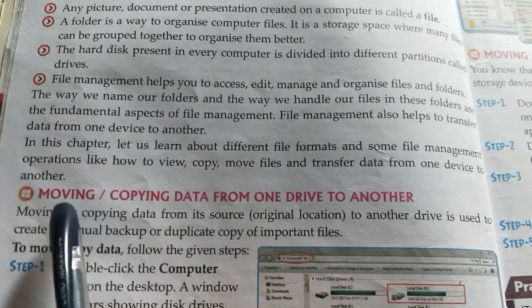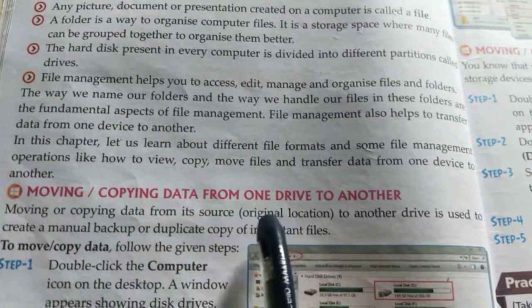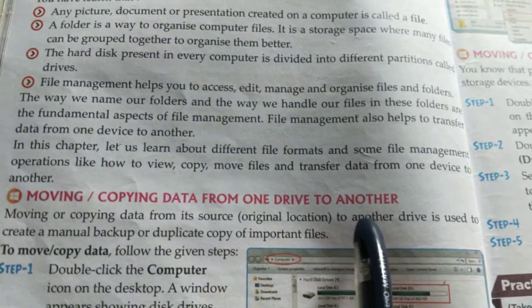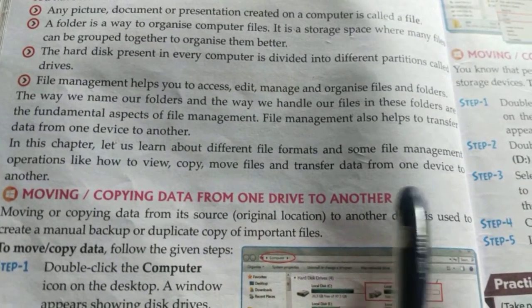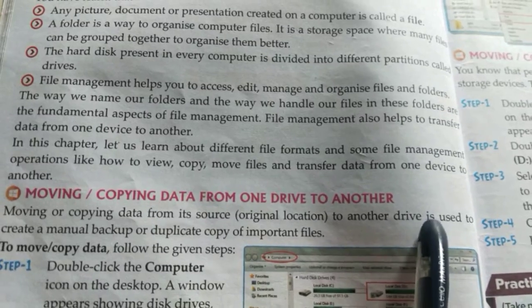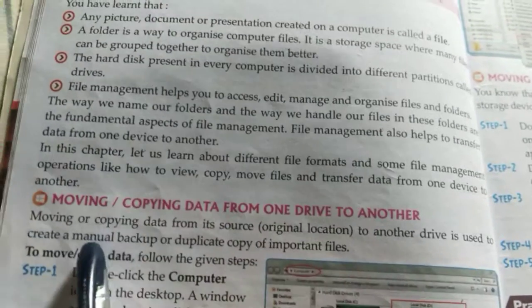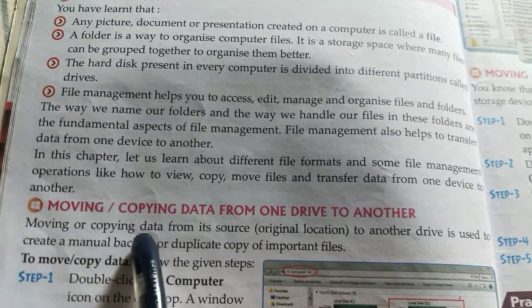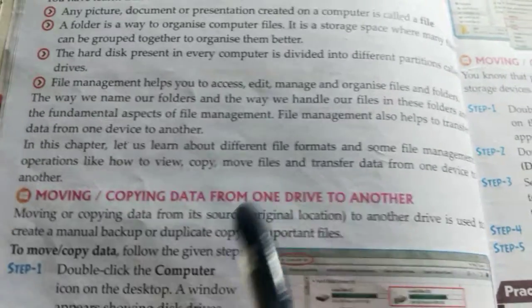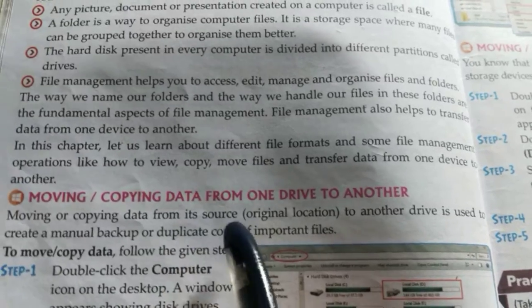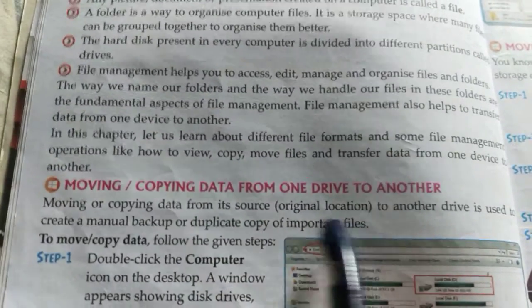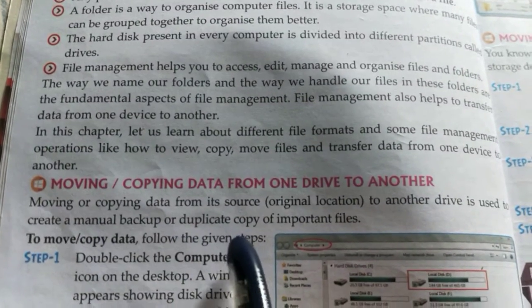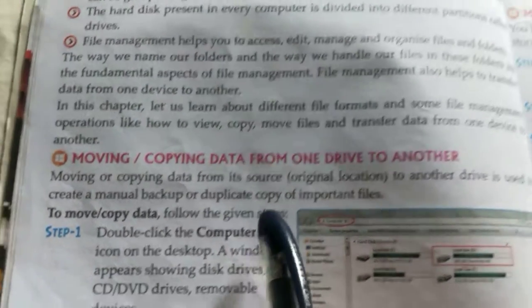So when we copy or move data from its original source, original location, to another drive, why do we do it? It is used to create a manual backup or duplicate copy of important files. To move or copy data, we follow the given steps.